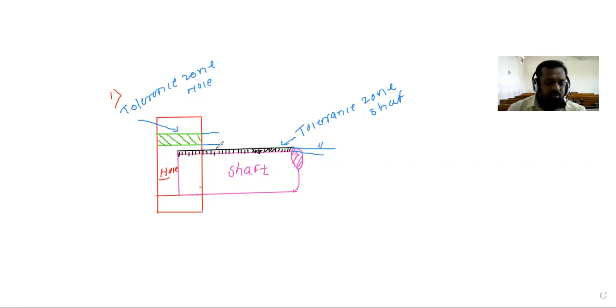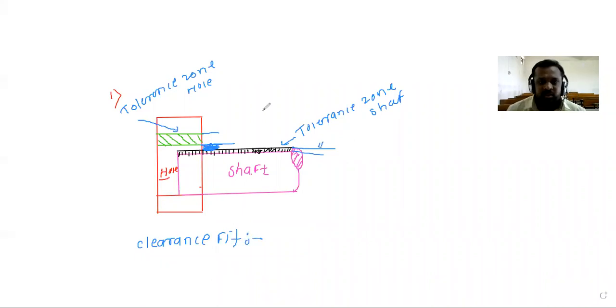Now see here how we can prepare the definition. What is our definition? And what is this? This is called the clearance. See, this is the clearance between the hole and the shaft. It is visible to all. So we are going to call this the clearance. So what will be the definition for the clearance fit?